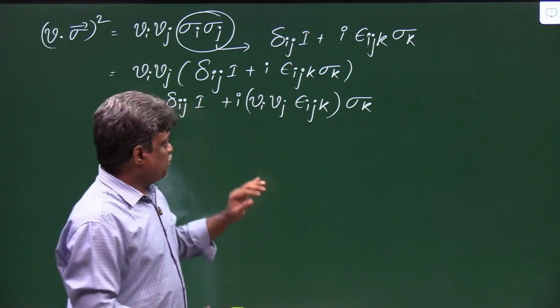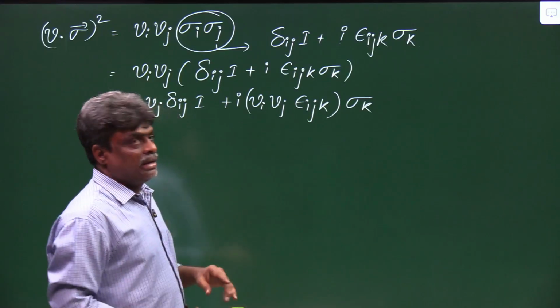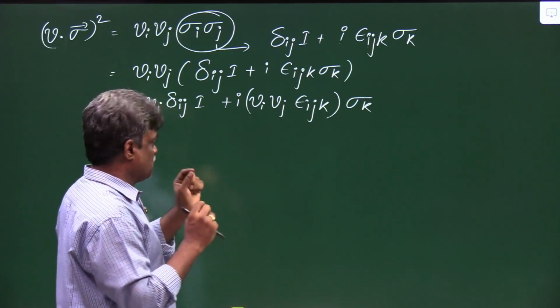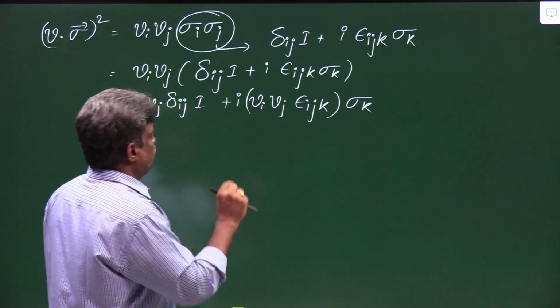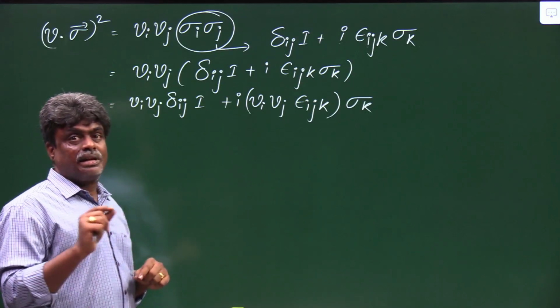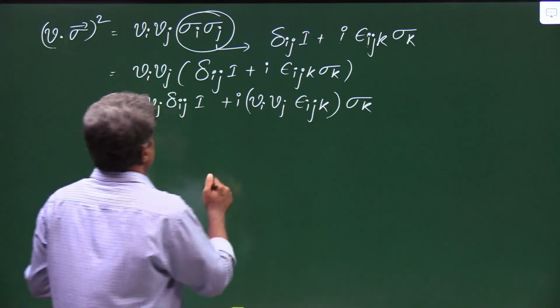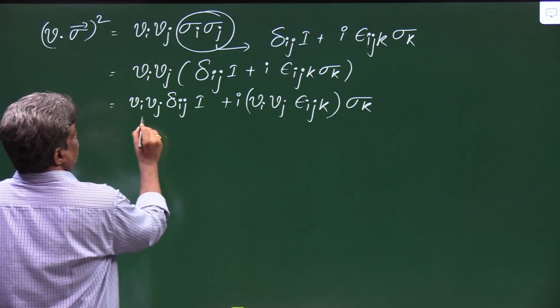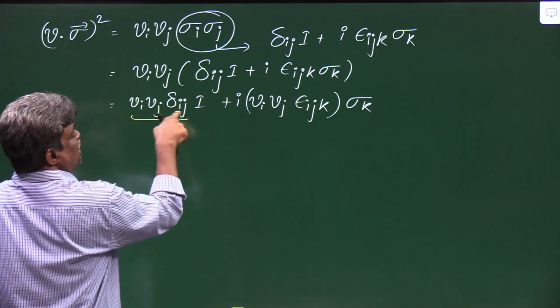If you have an idea, it's okay. Otherwise, please ask me. Please inform me. Definitely, I will prepare one more video on that tensor notations and tensor algebra. Right. So here, this is non-zero only when i equals j.